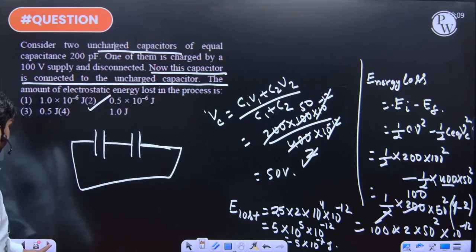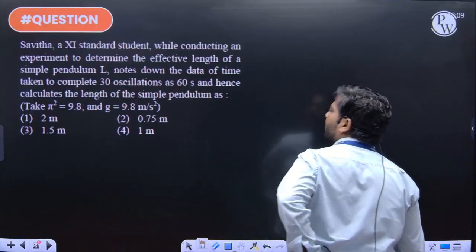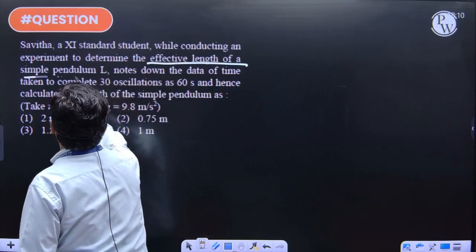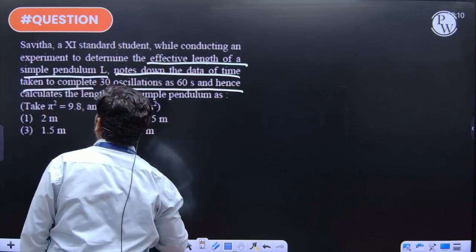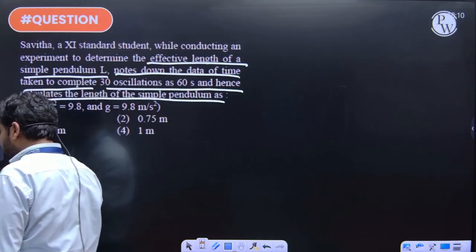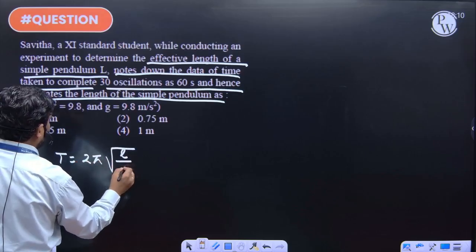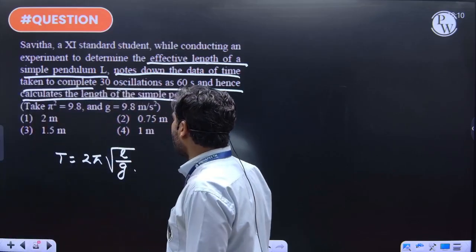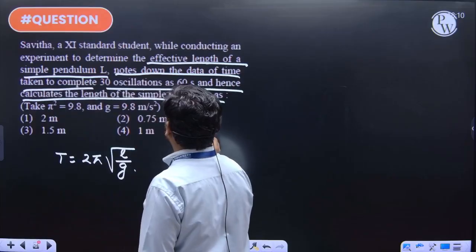Next, Savita, a class 11th standard student, while conducting an experiment to determine the effective length of a simple pendulum L, notes down the data of time taken to complete 30 oscillations as 60 seconds, and hence calculates the length of the simple pendulum as. So you have to calculate the length of the simple pendulum. Can you please tell me the formula for the length of the simple pendulum? T is equal to 2 pi root over L by g, right? So to calculate the length, what is required? We need the time period; g is already given. So what is your time period?